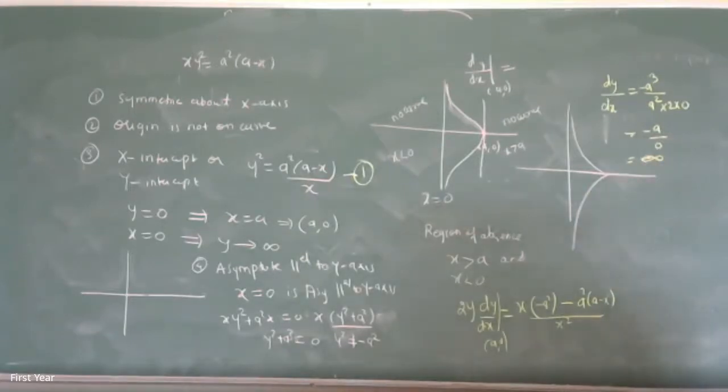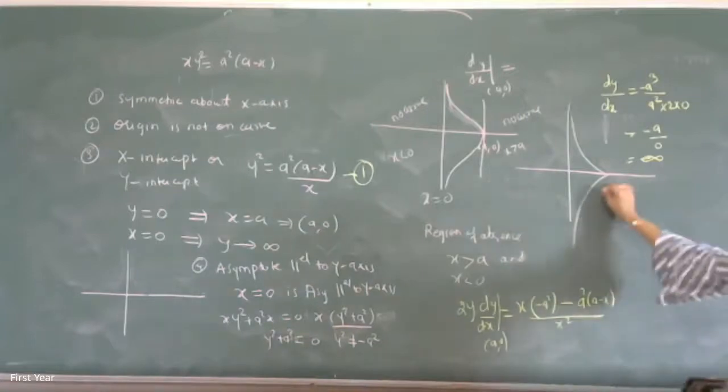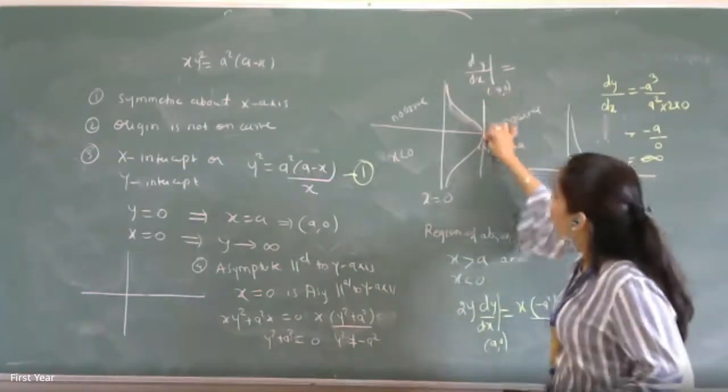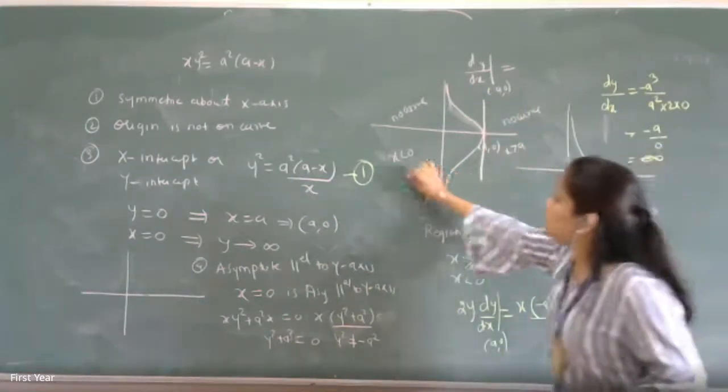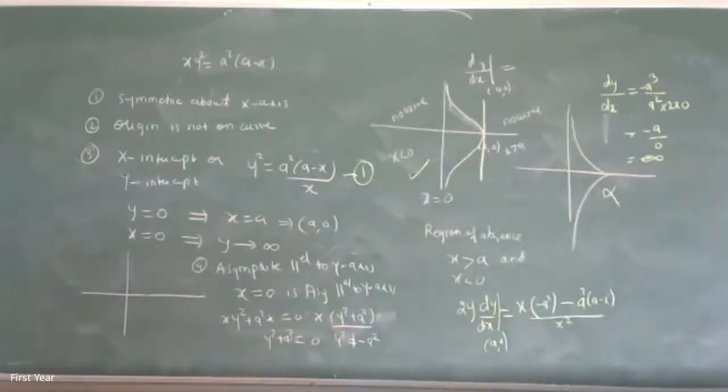Is it okay? That means this is not the curve, tangent is parallel to the y-axis, vertical tangent, and then this is not. Clear? Is it okay? Everyone?